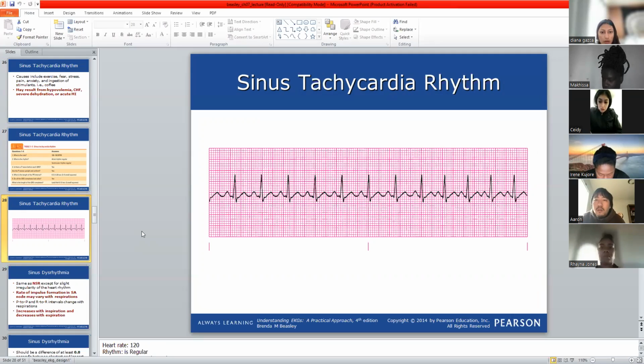The heart rate is 120. Very good. The rhythm looks normal. There doesn't seem to be any differences. Very good. And the P wave also looks normal. There doesn't seem to be any changes in between there.